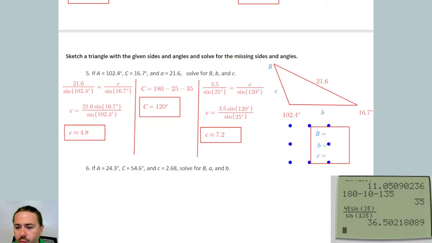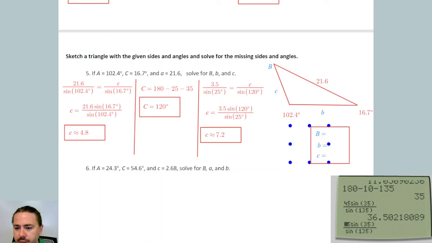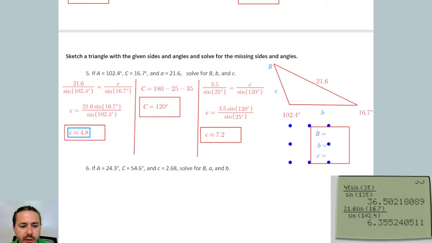Okay, so we need to do, what was it again? 21.6 times the sine of 16.7 over the sine of 102.4. All right, so I get my C value is approximately 6.4.